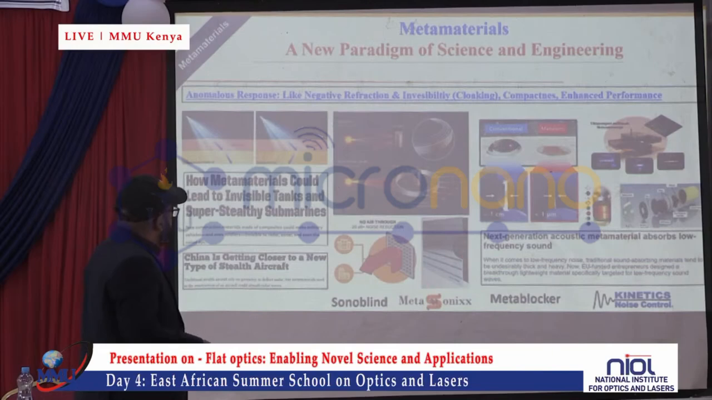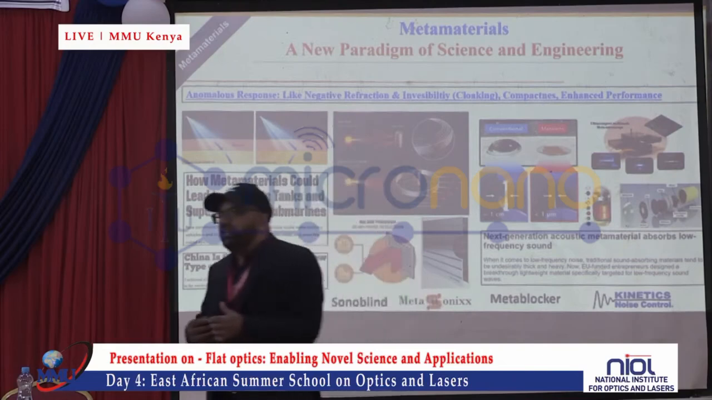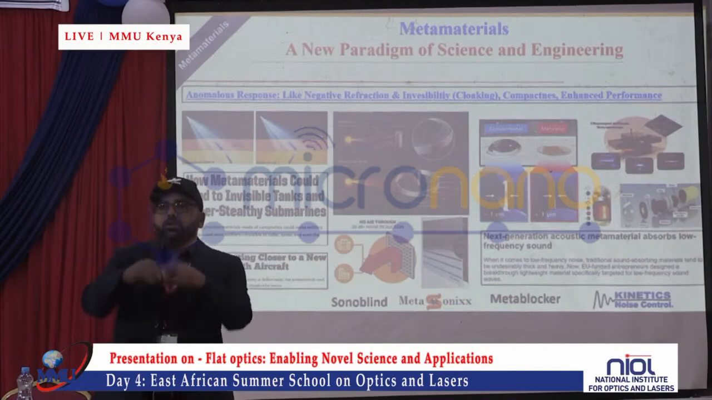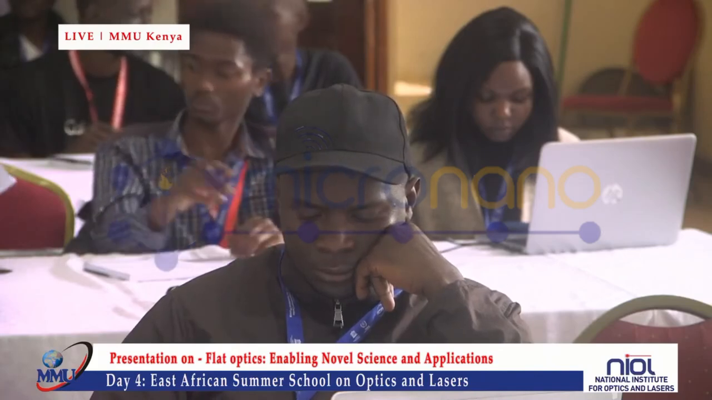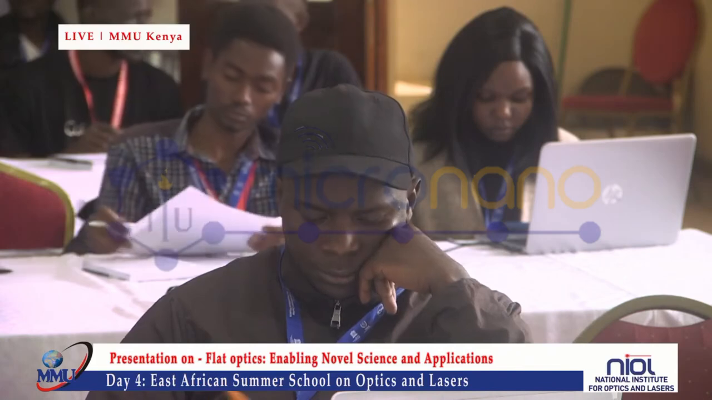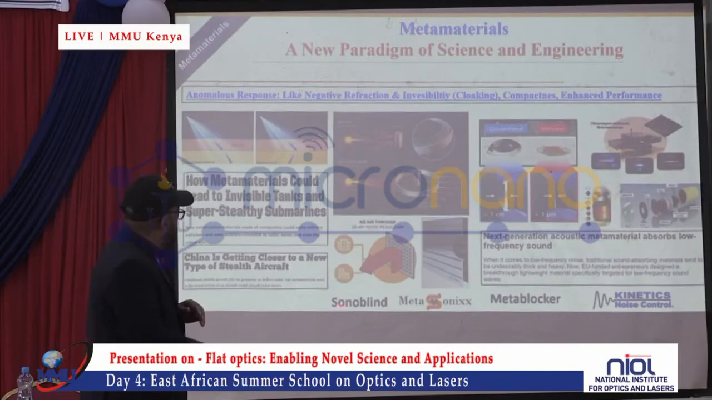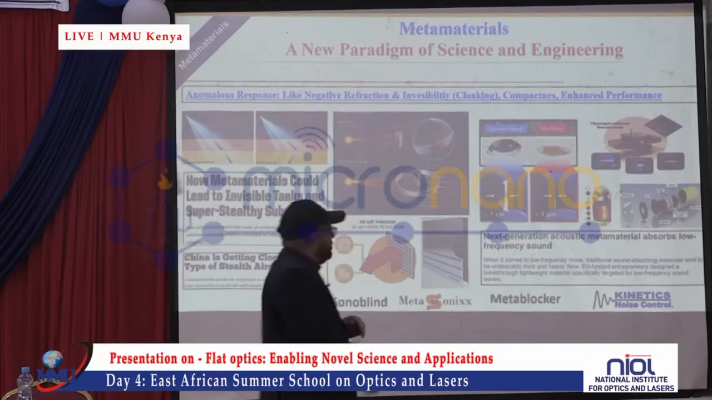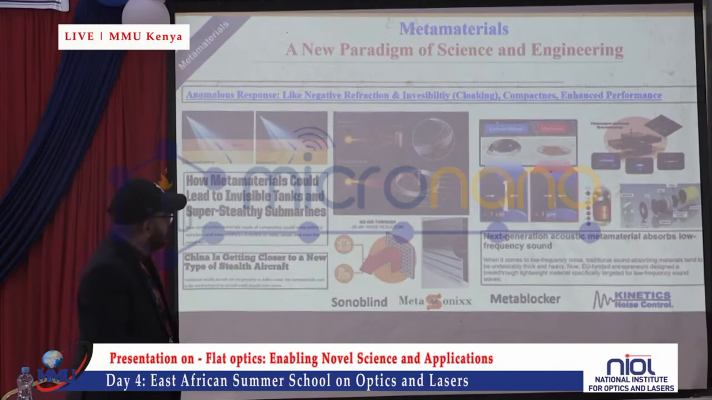Similarly, there are acoustic metamaterials where, for example, industries want to absorb noise, to reduce noise. So you can have such acoustic absorbers, ultra-thin sheet-like absorbers, which can absorb the sound and eventually reduce the noise. Actually, this is not something in the books. There are lots of companies like Sonoblind, Metablocker, and so on, who are actually building metamaterials for industry for this reduction of noise.